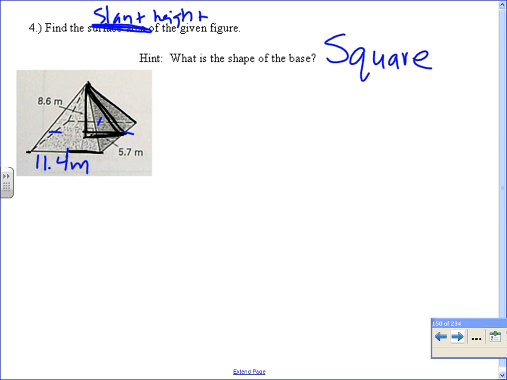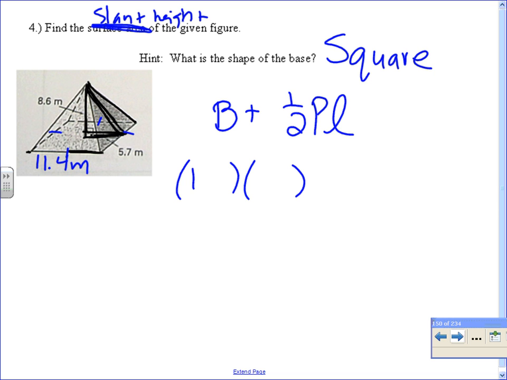Okay, so let's at least start our formula. Surface area is B plus 1/2 PL. The area of the base, how do we find it? Good, 11.4 squared or 11.4 times 11.4. Jeremy, how do we find perimeter? Good. 11.4 times 4 or add it up.